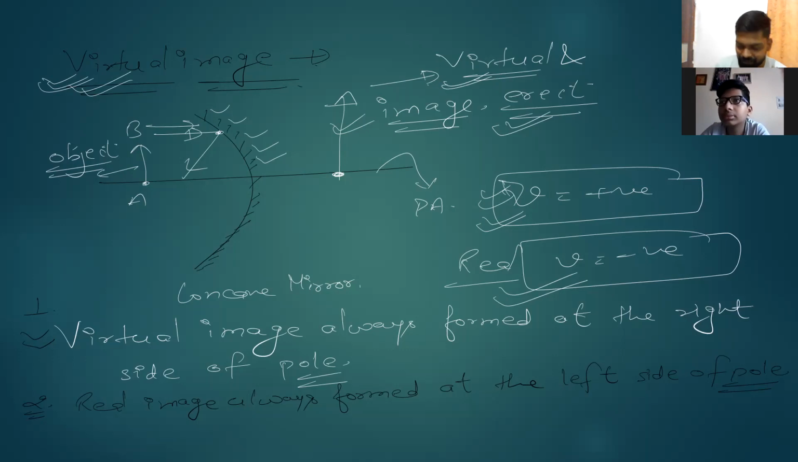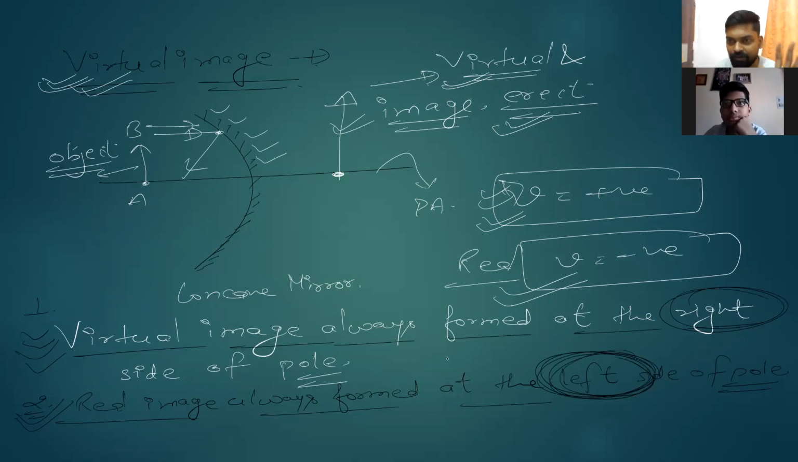So yes, the mirror is always real, but the image may be real or virtual. So remember these two points. A virtual image always forms at the right side, and a real image always forms at the left side. These two points are more important for you.